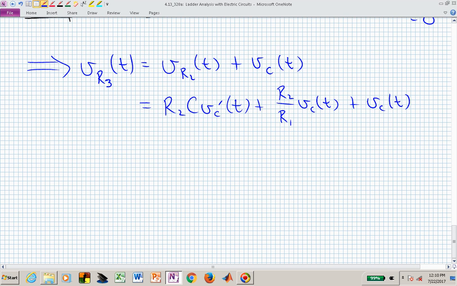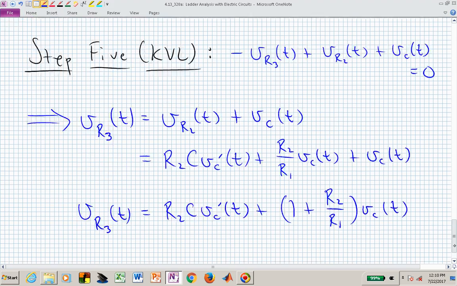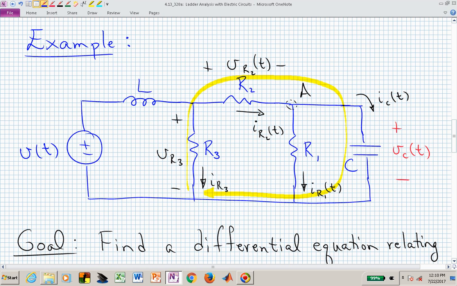Collecting like terms, we then have V sub R sub 3 of t is a derivative term scaled by R sub 2 C, and the V sub C term that's scaled by 1 plus R sub 2 over R sub 1. We now have V sub R sub 3, and I think you can get the idea.